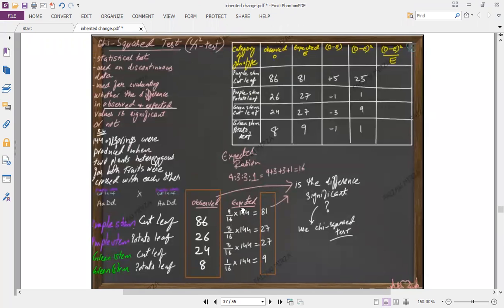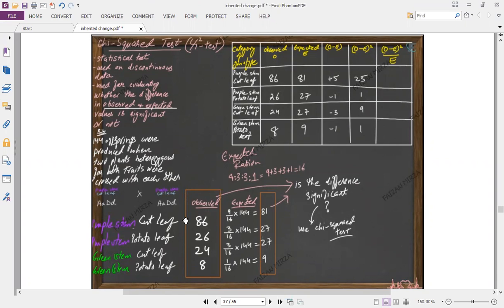So what are we doing here? We calculate our expected value in such a way that our expected value for the first phenotype is 9 upon 16 multiplied by 144, which is the total number of offspring produced. We expected them to be 9 out of 16, so the value comes out to be 81. We divide 3 by 16 and multiply by 144, we get 27. And 3 by 16 for the next phenotype multiplied with 144 again. The last phenotype, 1 upon 16, we expected it to be 1 out of 16, and this is again multiplied by 144. Our expected values come out to be 81, 27, 27, 9 respectively.